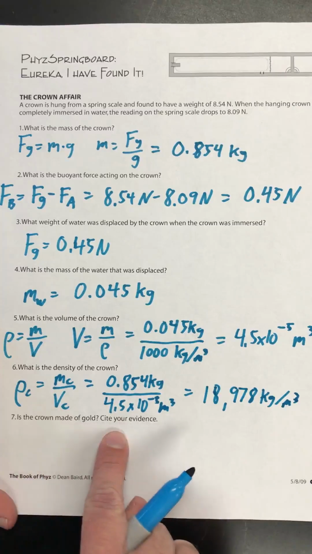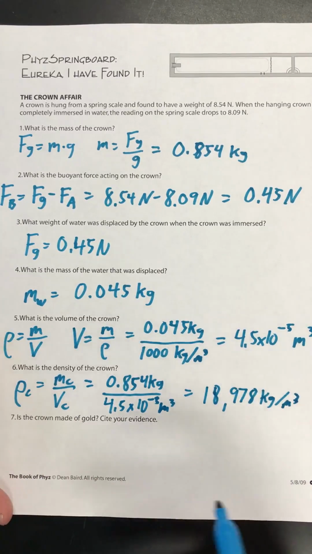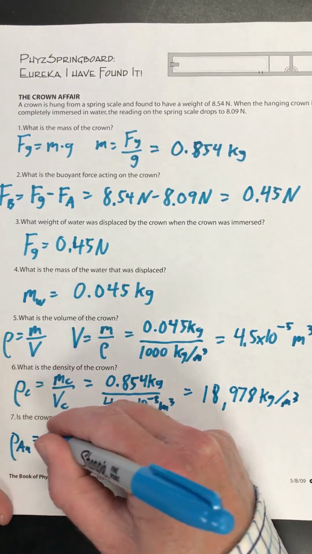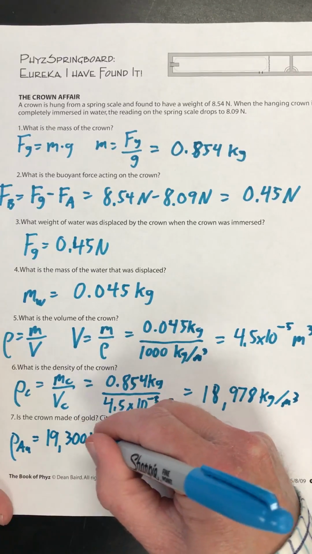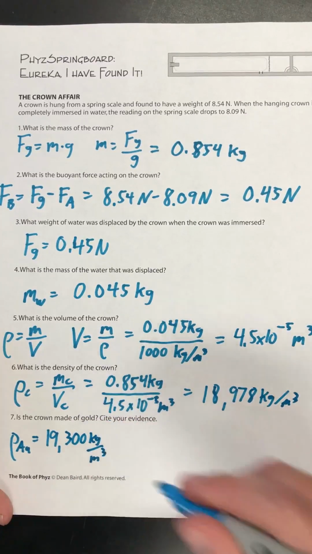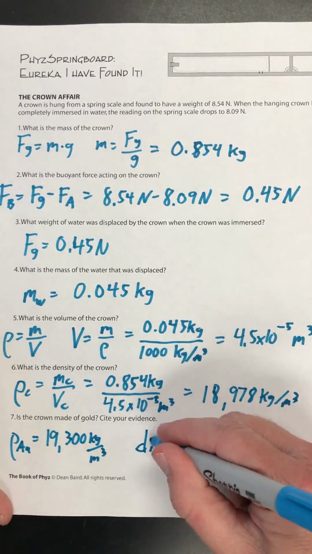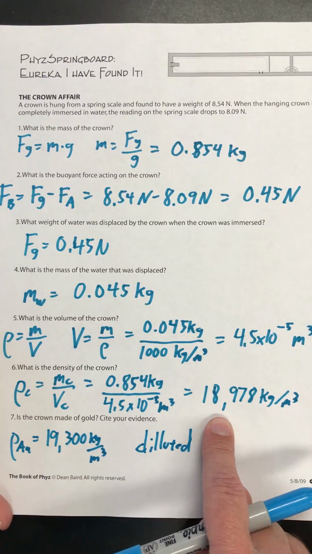The last question says, is the crown made of gold? Cite your evidence. You might be like, well, how the heck am I supposed to know? Well, Google the density of gold. The density of gold is 19,300 kilograms per cubic meter. So this is less than that. Someone must have diluted the gold crown with something else, that sneaky crown maker.